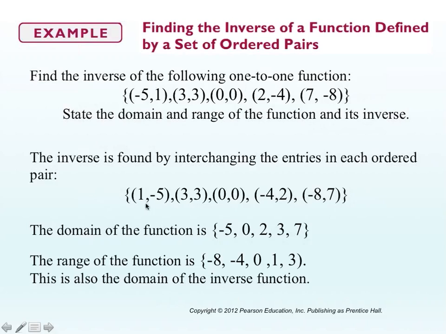So if we look at the domain for this function down here, it's going to be all of the x's, which are going to be -8, -4, 0, 1, and 3, exactly the same as the range that we just found. And then the domain of the function is now going to be the range of the inverse. So if we look at the original domain, -5, 3, 0, 2, and 7, if we look at the range of our new function, again, it's -5, 3, 0, 2, and 7.